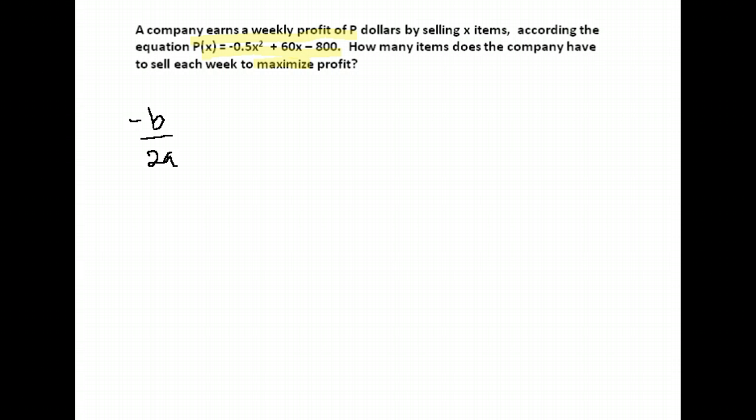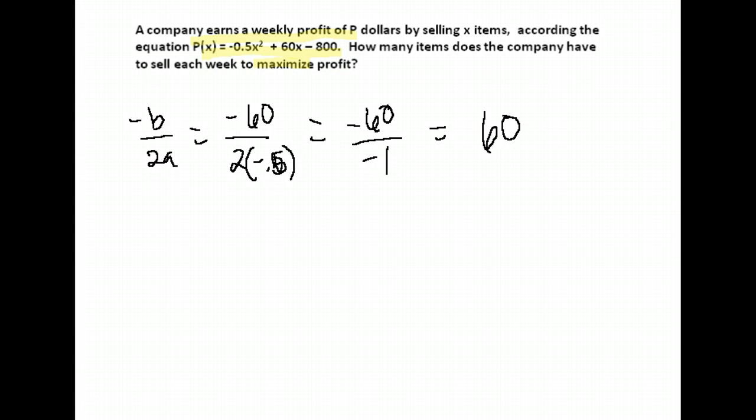So again, we want to find the vertex, negative b over 2a. Our b is 60, so we have negative 60 over 2 times a, which is negative 0.5. So I have negative 60 divided by 2 times 0.5 is 1. In this case, negative 1 because we multiplied by a negative 0.5. So I have negative 60 divided by negative 1 is just 60. Okay, so they need to produce 60 items to maximize their profit.